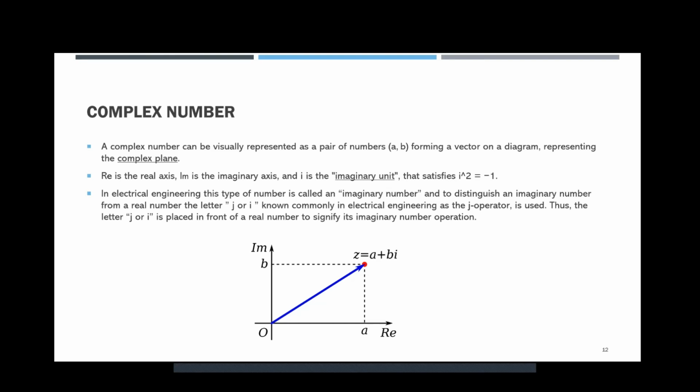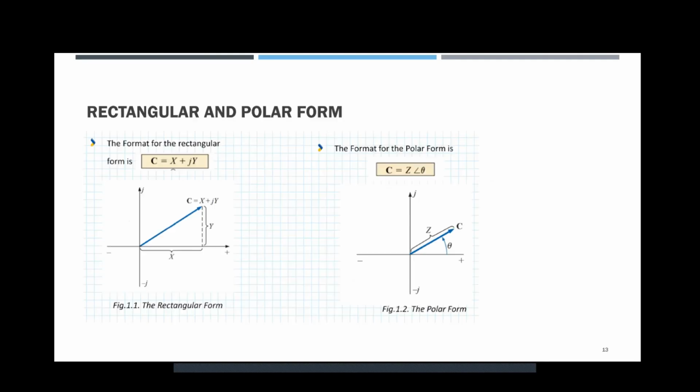Okay, so the complex number consists of a plus bi or j. A is the real part as the x-axis right there, and the y-axis, b, is the imaginary part here. Okay, so that is the drawing for a complex number. Okay, one more time here.